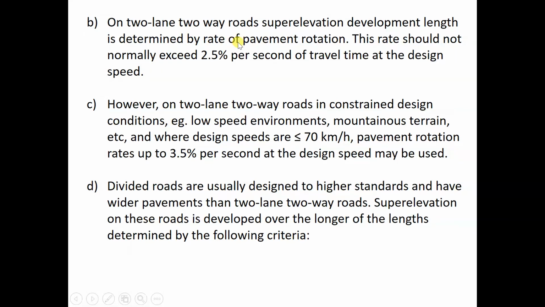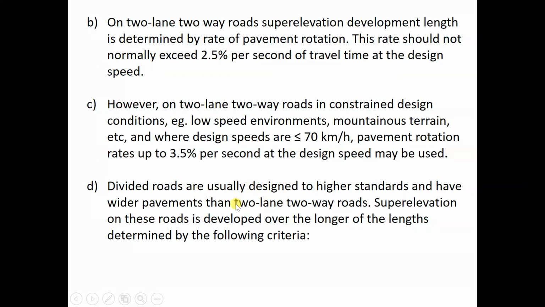On a two-way road, super elevation development length is determined by the rate of pavement rotation. This rate should not normally exceed 2.5% per second of travel time at the design speed. However, sometimes we can go up to 3.5% per second, especially in a very low speed environment, if you travel at 30 or 40, where it's very monotonous and the speed is lower as well.